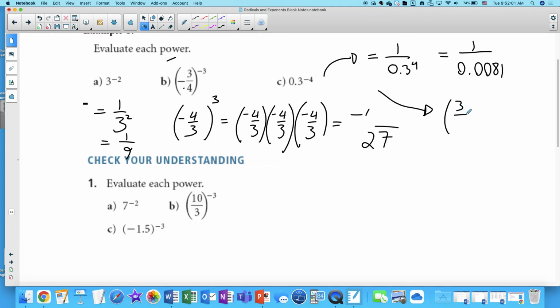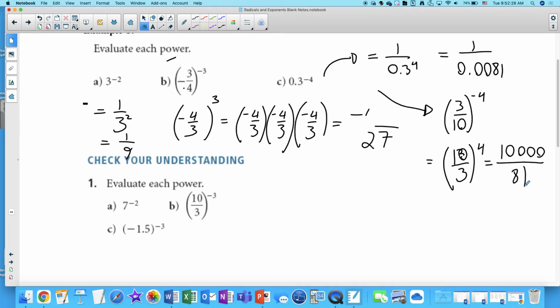And then take the reciprocal of the base. So this is going to be 10 over 3 to the 4, which is 10 to the 4 over 3 to the 4, which is 10,000 over 81. Okay, now you can still get there in this case.